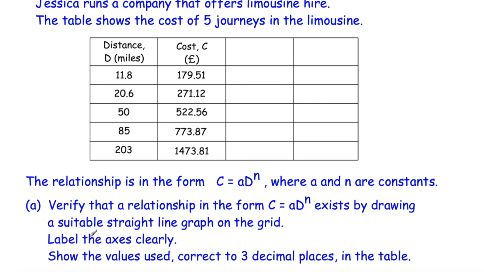And then the question asks us to label the axes clearly, which we will do. We're also asked to show the values used, correct to 3 decimal places, in the table. Quite often whenever you're answering these questions, perhaps on the GCSE Further Maths, there are 2 extra columns there for you. So I've set that out here in my question, where there are these 2 extra columns, and we've got to fill in and show the values in this table.